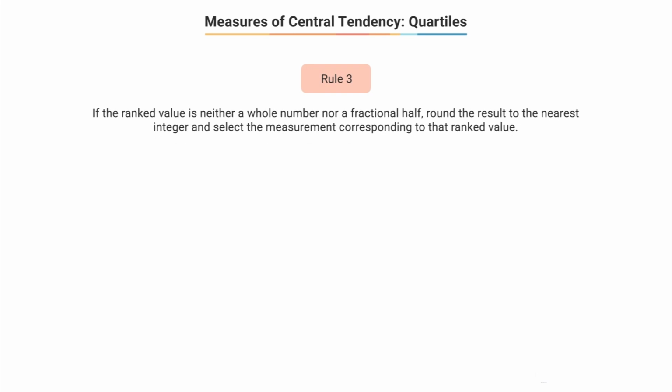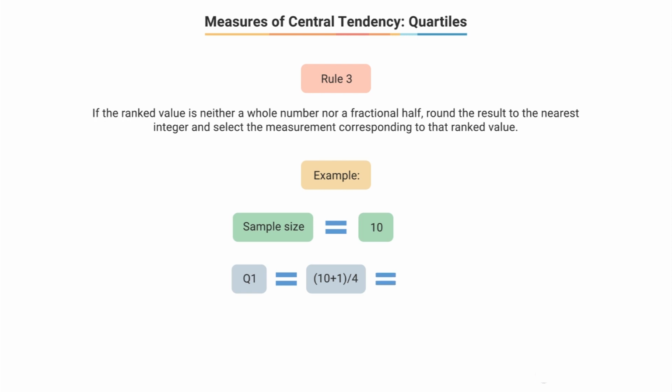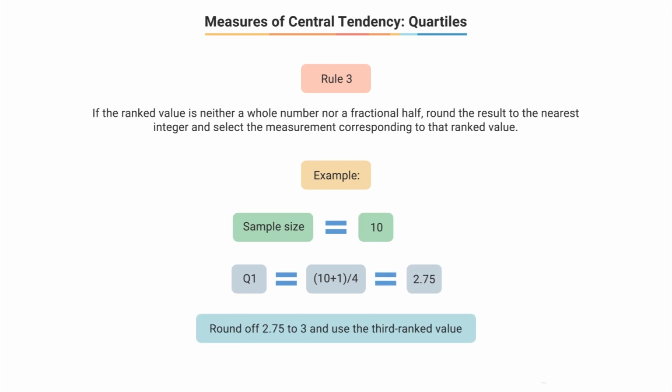Rule number 3. If the rank value is neither a whole number nor a fractional half, round the result to the nearest integer and select the measurement corresponding to that rank value. For example, if the sample size n is equal to 10, the first quartile Q1 is at (10 plus 1) divided by 4, that is the 2.75 rank value. Now we will round off this 2.75 to 3 and use the third rank value, the closest integer to 2.75.